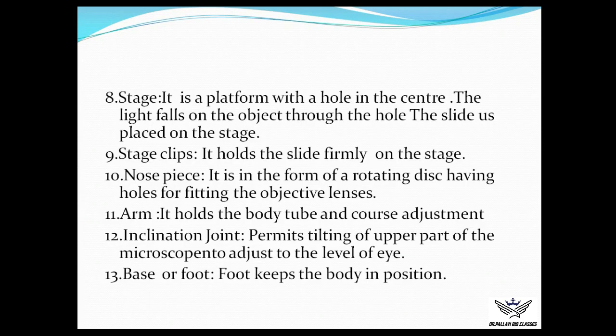Now there is stage. So for what purpose is this stage present here in the microscope? For putting our slide or object on that stage. So it is nothing but the platform with a hole in the center. The light falls on the object through the hole. The slide is placed on the stage. The slide we can put on the stage here, so that we can observe it from the microscope.